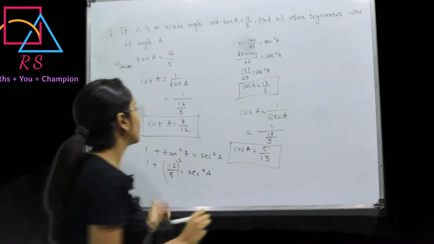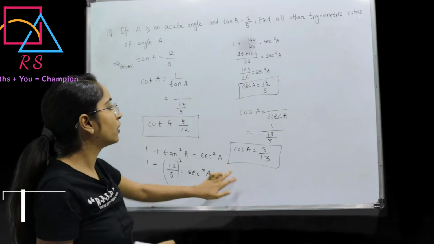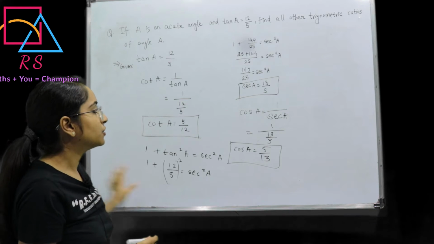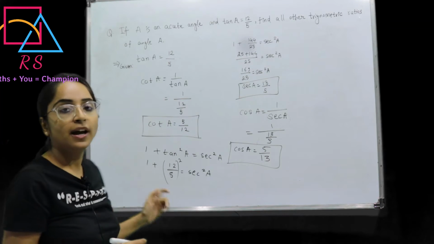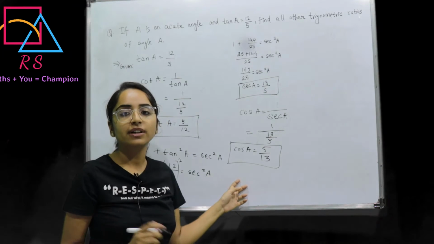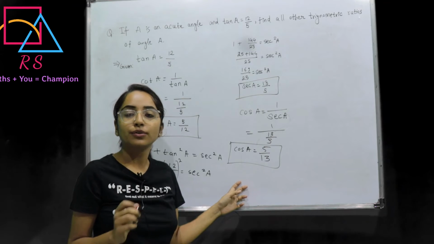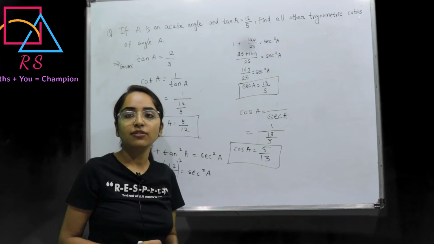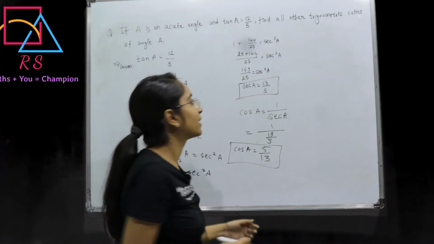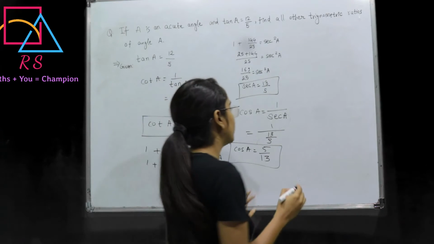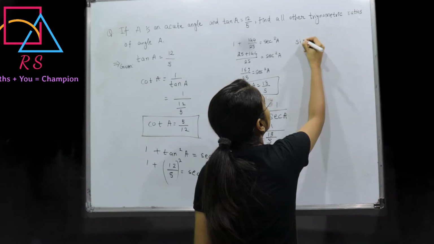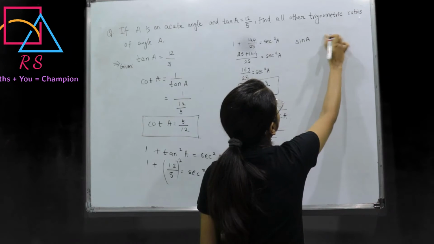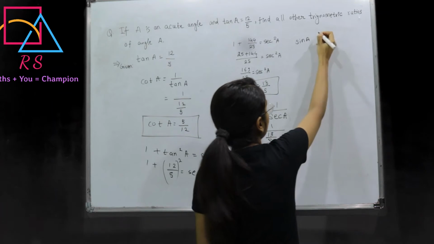Now you can see we have got the value of cot A, sec A and cos A, and tan A is already given. So further we have to find the value of sin A and cosec A. So first I will find the value of sin A, as cosec A is the reciprocal function of sin A. So if we find the value of sin A, we will automatically get the value of cosec A, which is nothing but the reciprocal of sin A.